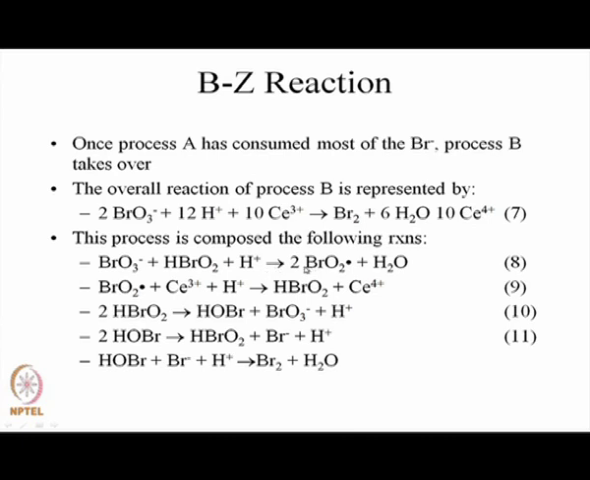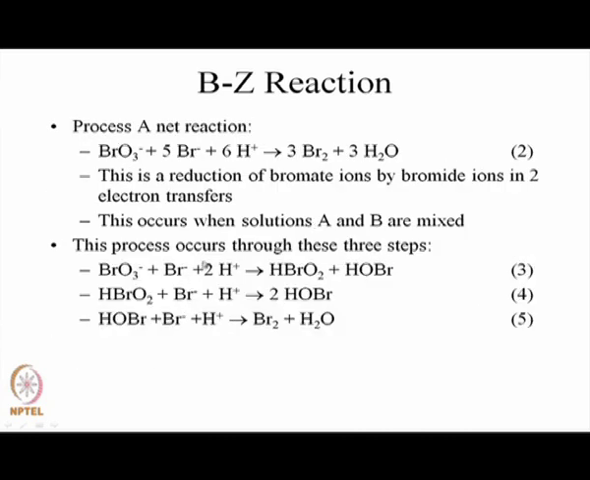Okay. So, when bromide concentration is less, the process B predominates, that is, when most of the bromide is consumed. So, these 3 steps can no longer take place, or even if it happens, with a very slow kinetics.